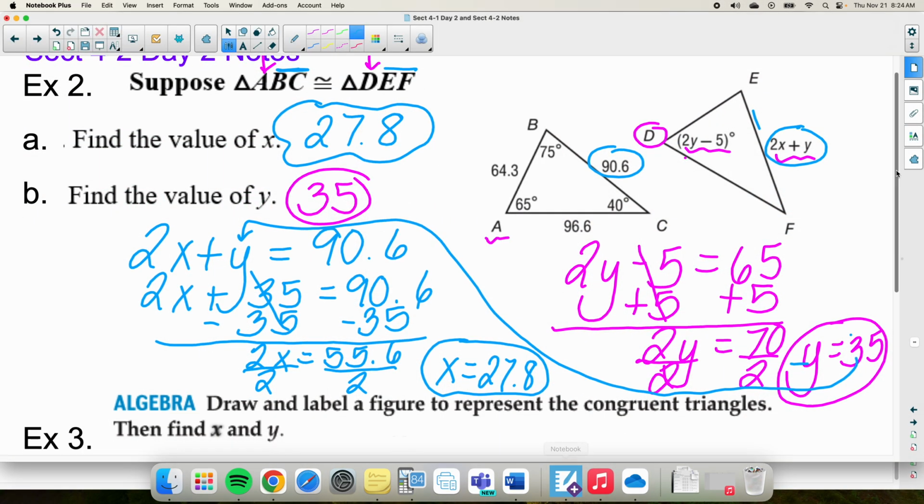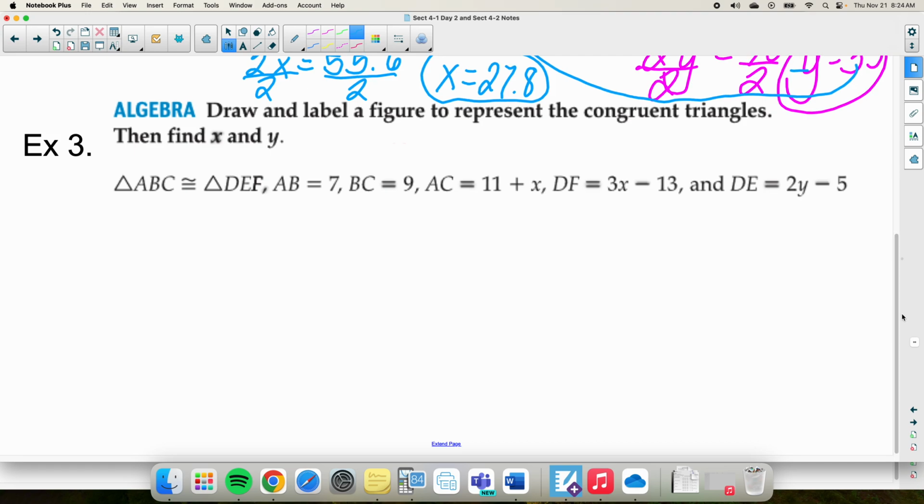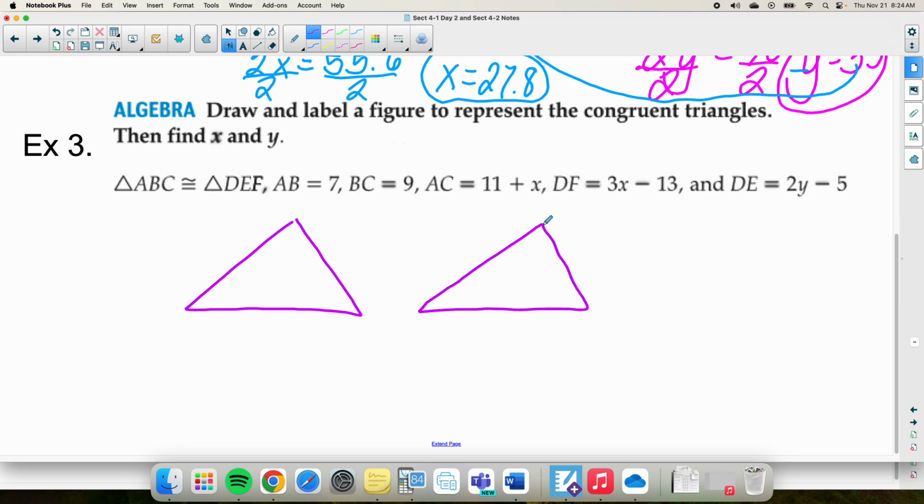All right, so now let's go down to this one right here. With this one, they give us a congruent statement. And so I'm gonna draw out 2 triangles, okay? And when I label A, B, C, I'm gonna do A, B, C. And then when I do D, E, F, I'm gonna do that same order. So I'm gonna go D, E, F, okay?